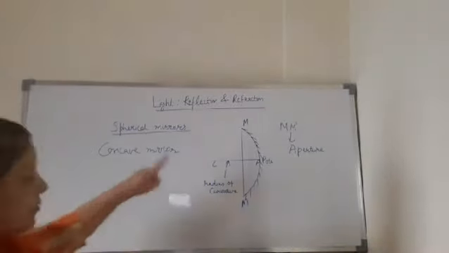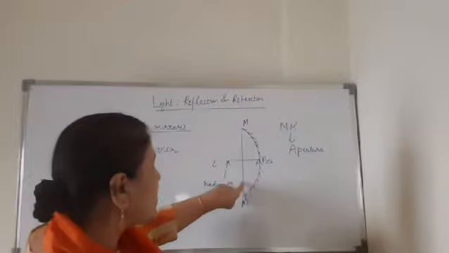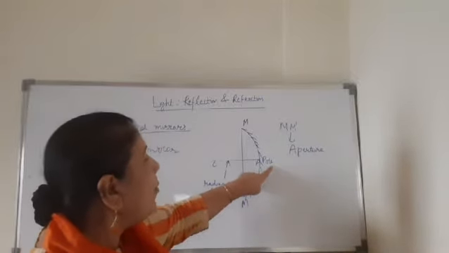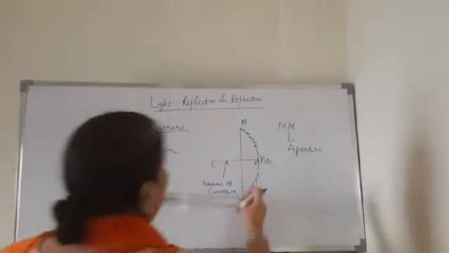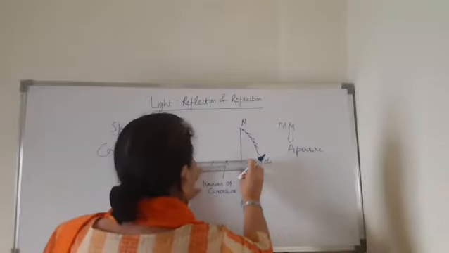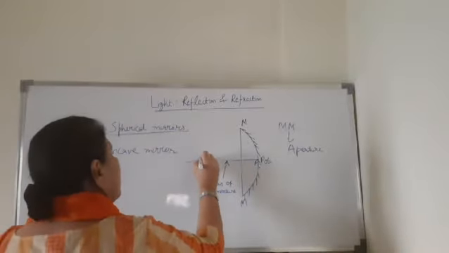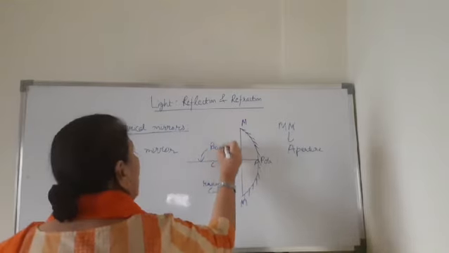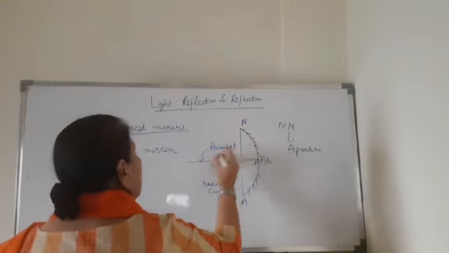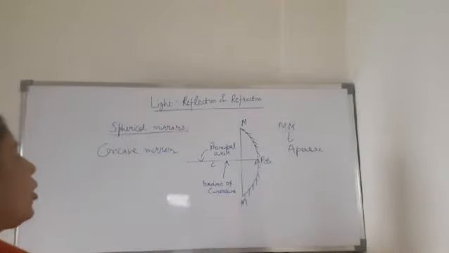Again, C is the center of curvature, CP is the radius of curvature, P is the pole, and MM dash is the aperture. The line which passes through CP is called the principal axis. So this is all about the concave mirror.